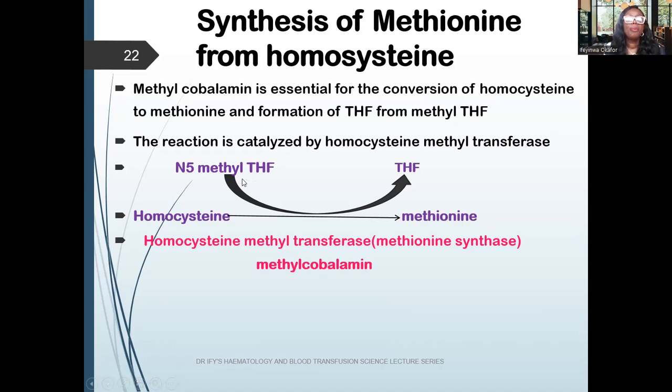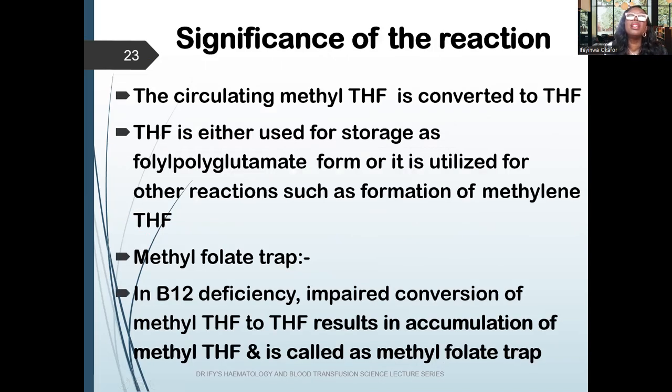In this reaction, 5-methyltetrahydrofolate is converted to tetrahydrofolate, which is the active form of folate. Now, what is the significance of this particular reaction? The circulating methyltetrahydrofolate is converted to tetrahydrofolate. The tetrahydrofolate is either used for storage as polyglutamate form, or it is used for other reactions such as formation of methylene tetrahydrofolate. That is folic acid.